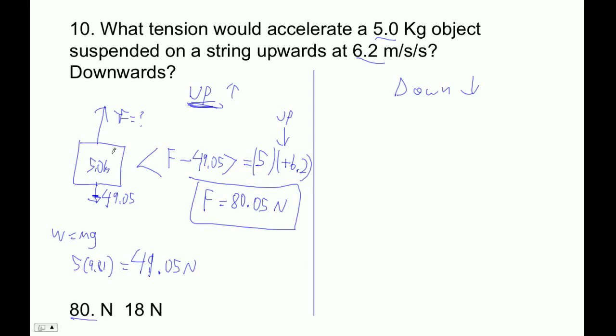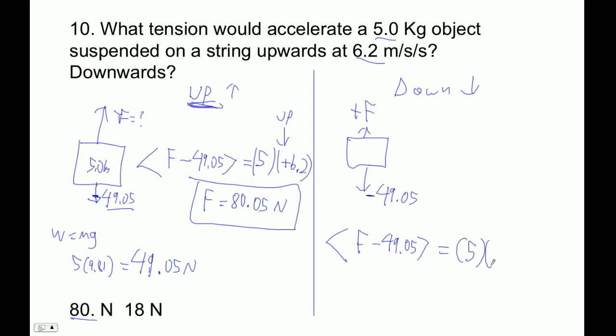Now what if it's accelerating down? Well, we'll set up the same thing. The only difference is that this will be a negative acceleration. So now we've got the tension, I'll call it just F, and we have the force of gravity, which is still going to be 49.05. You always make unknowns positive. Let's make the gravity negative, and then our F equals ma expression looks like F minus 49.05 is equal to our mass, 5 kilograms, times negative 6.2. This is a downward acceleration.